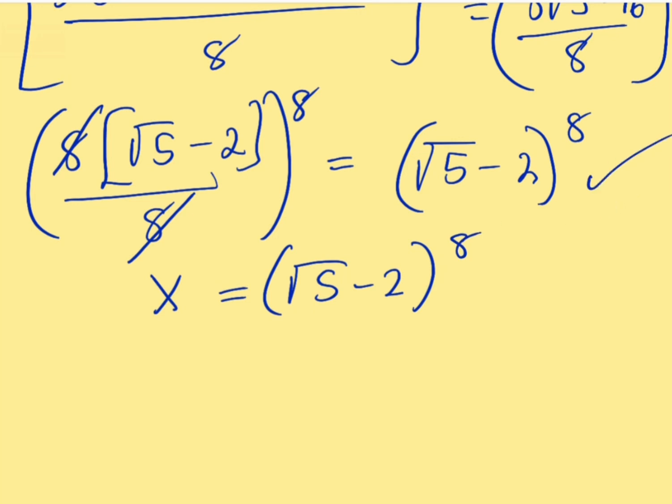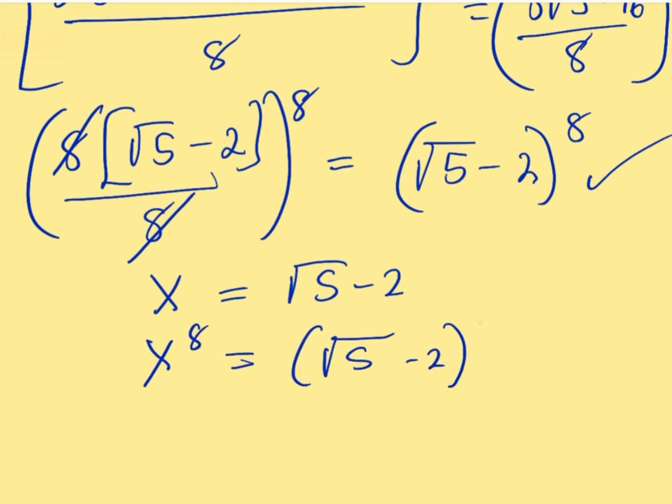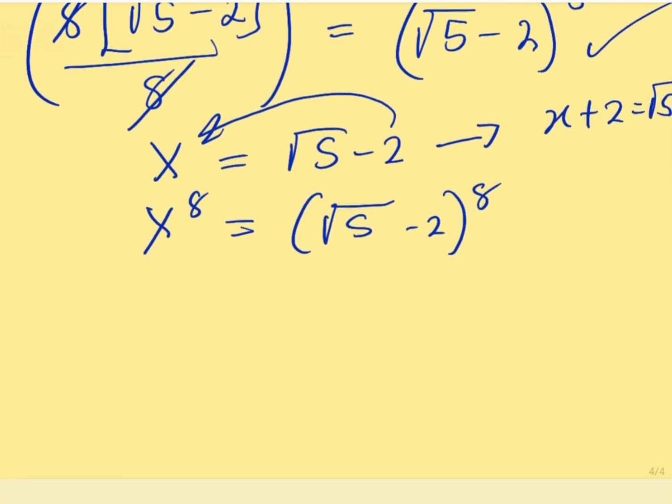So I let this be equal to x, right? No, let's remove the power. Let's say this is equal to x, so that it will help us. This will be better for us. Then that means that x to the power of 8 will now be equal to square root of 5 minus 2, all to the power of 8, right? That is what it means, isn't it? Then from here, this implies that x plus 2 is equal to square root of 5. Yeah, because this minus 2 can come here, it turns to plus. So x plus 2 is equal to square root of 5.